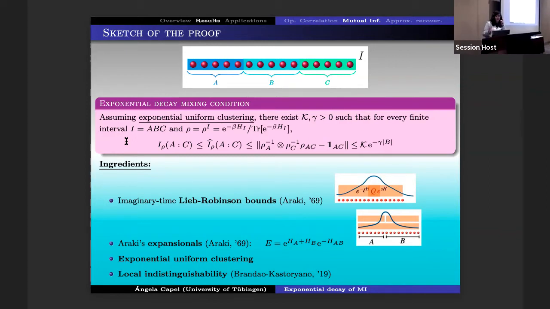And these Lieb-Robinson bounds essentially tell you that if you have an operator Q that has support in a small region like this, if you take the imaginary time evolution of this operator, you can approximate it. I mean, it's something that has support everywhere, but you can approximate it with some observable that has support in a region that is nearby the support of the operator Q and decays very fast, decays super exponentially fast. And actually, using that, we can bound the Araki expansionals, as I write here.